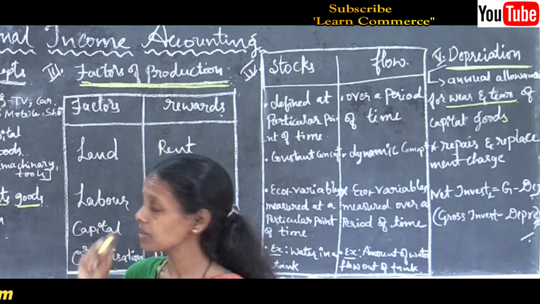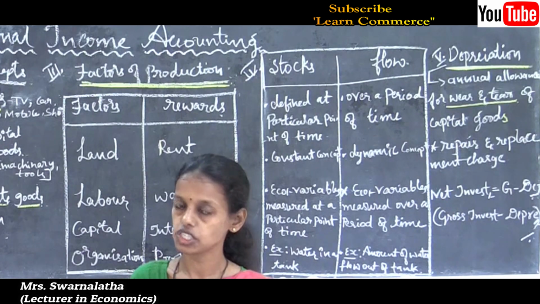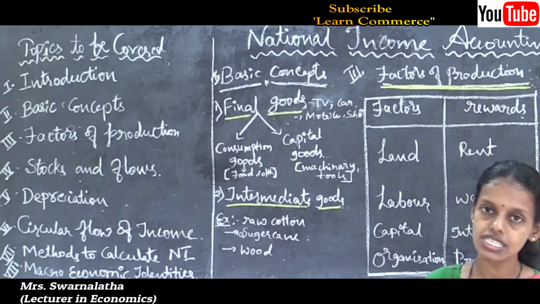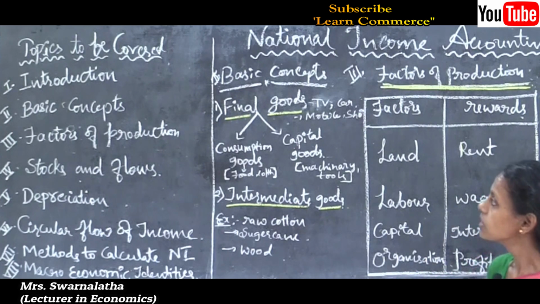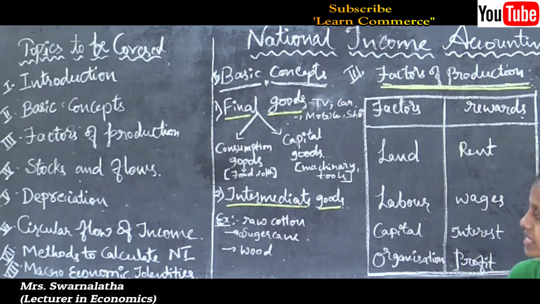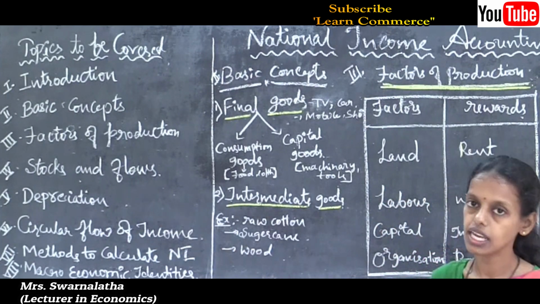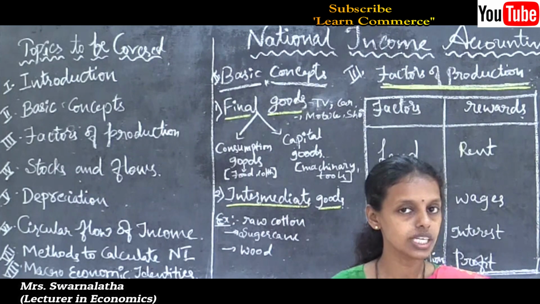So this is about the basic concepts we are going to cover before going to calculate the national income. National income, as I said, is the net value of final goods and services produced in a country in an accounting year. So next class we are going to discuss the circular flow of income in an economy, how the income is going to circulate in the form of a circle in an economy.